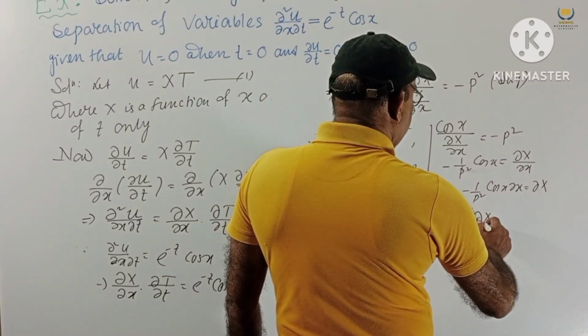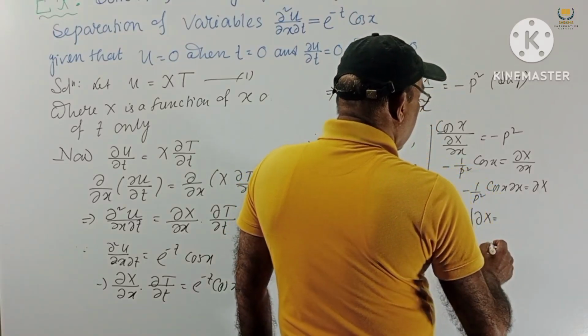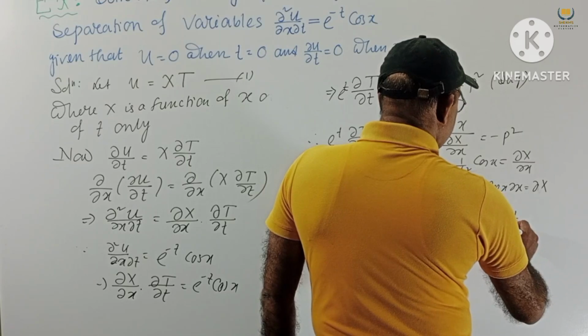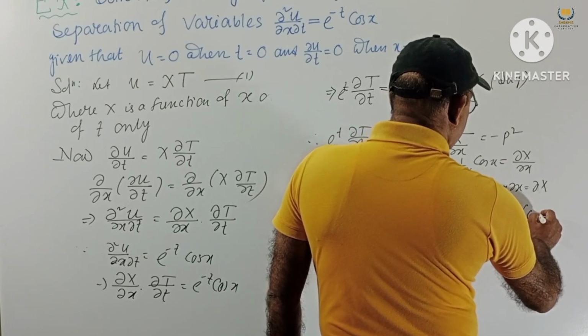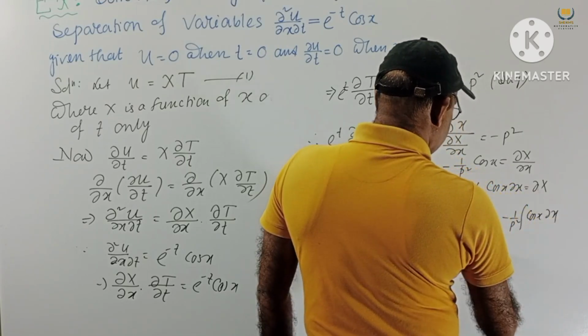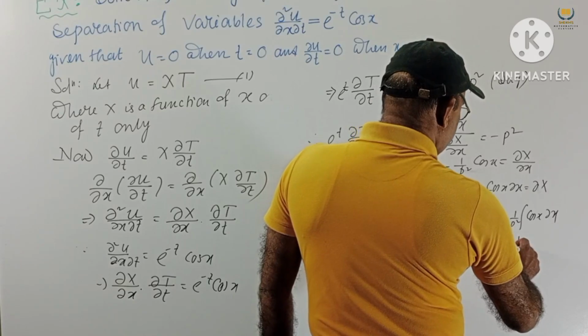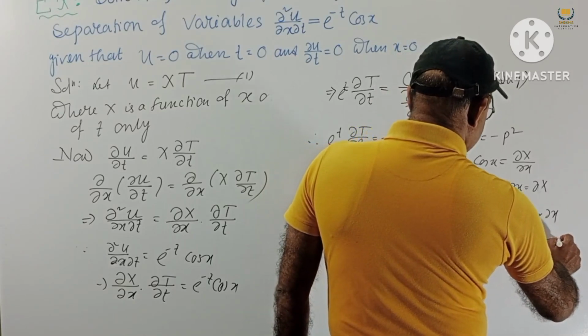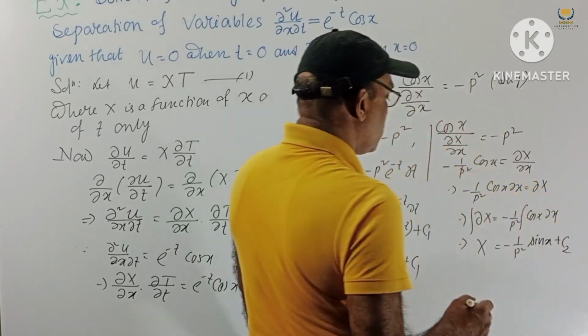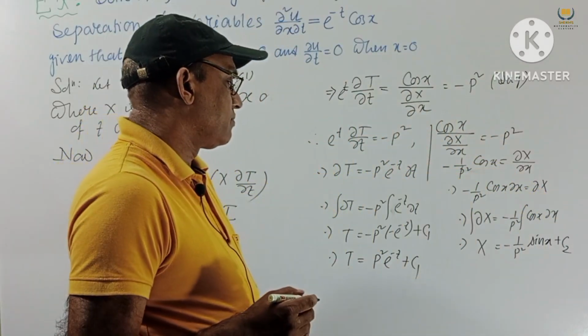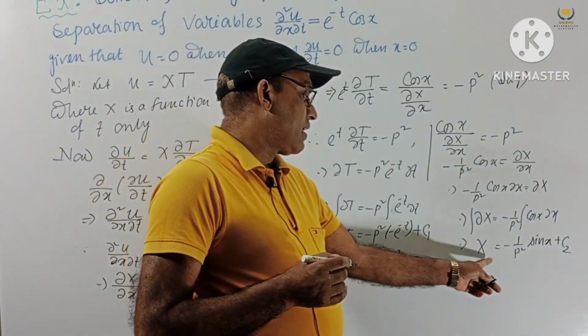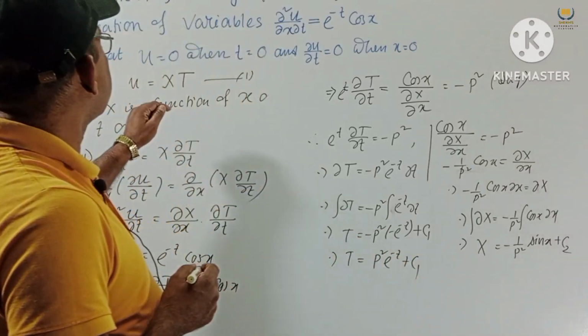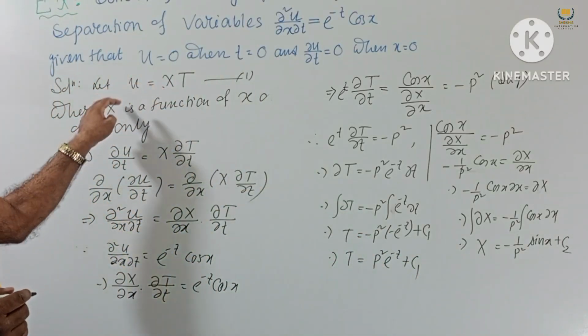integration delta x equal to minus 1 by p square cos x delta x. Then x equal to minus 1 by p square into cos x means sin x plus c2. We get this one. T equal to this and x equal to this. But we consider u equal to xt and put the value here.